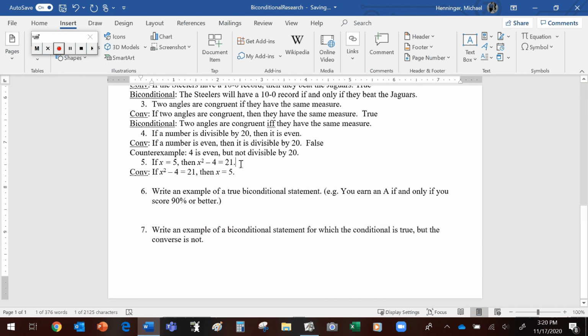This statement is true. Okay, now if I go here and I solve this equation for x, so I add 4 to both sides, and I have x squared equals 25. Okay, and then I take the square root on each side. What I'll actually get is that x equals plus or minus 5. It's not just positive 5. X could be negative 5.